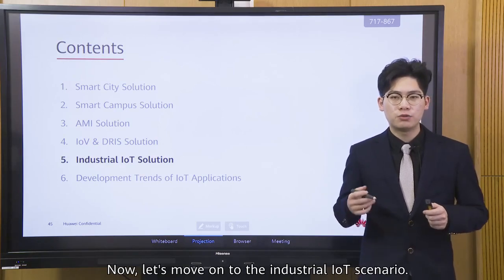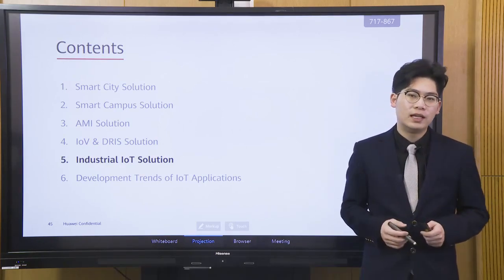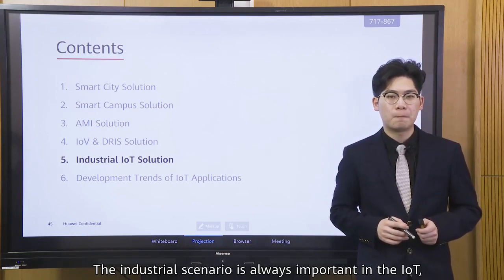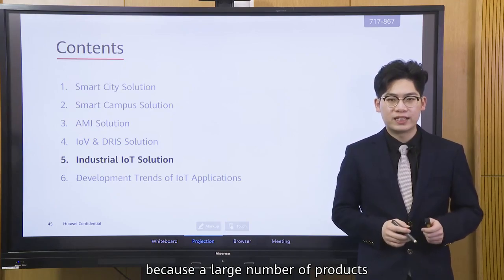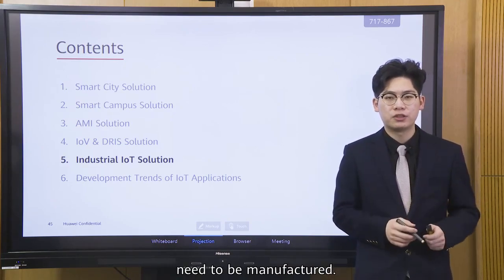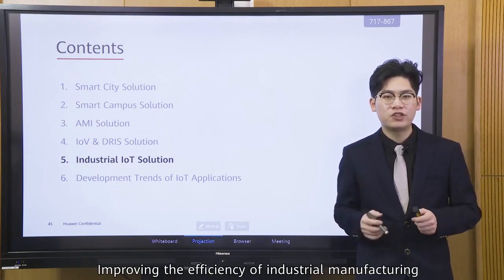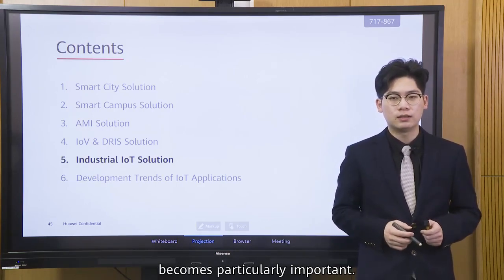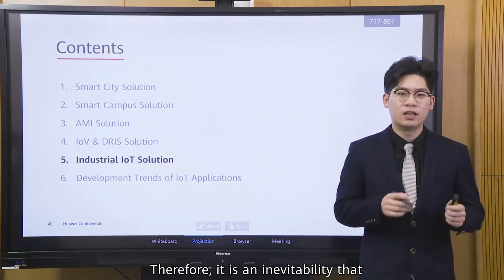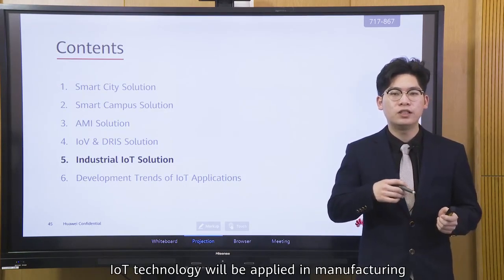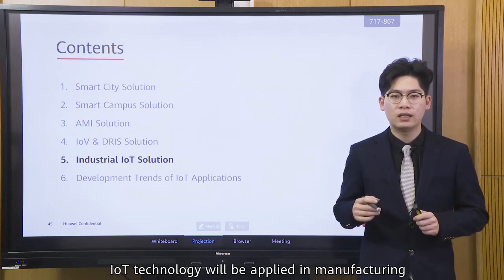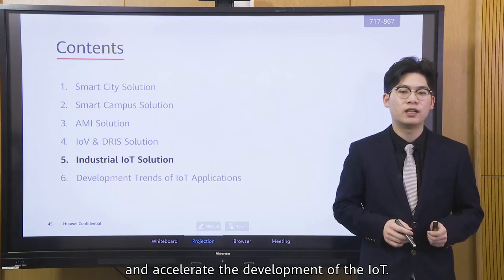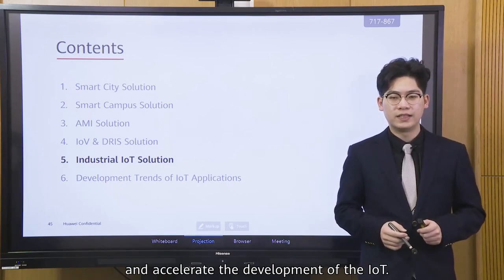Now, let's move on to the industrial IoT scenario. The industrial scenario is always important in the IoT because a large number of products need to be manufactured. Improving the efficiency of industrial manufacturing becomes particularly important. Therefore, it is an inevitability that IoT technology will be applied in manufacturing to improve efficiency and accelerate the development of the IoT.